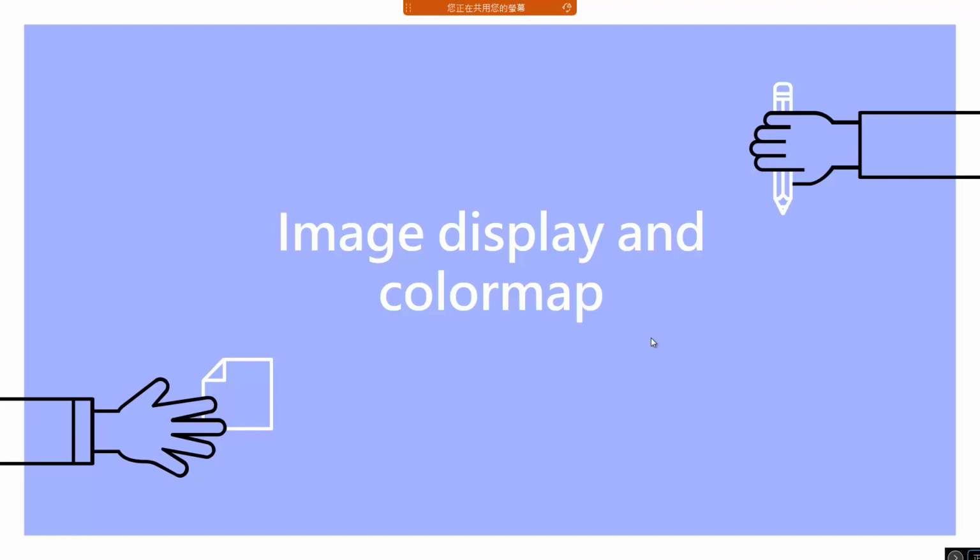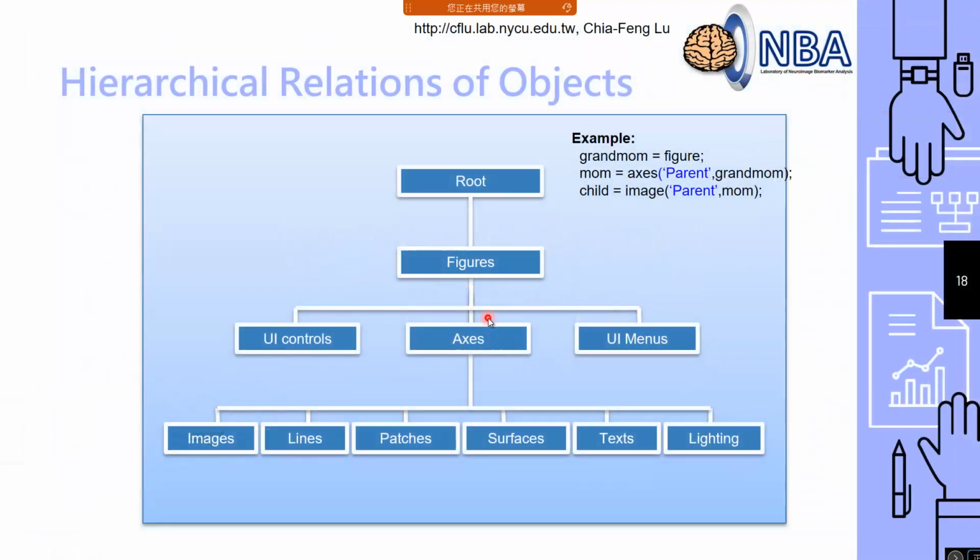So let's take a look at the second part. We started by introducing the graphics structure and how to do the data display. But now we need to come back to the main topic, the image display. Not only the data points but the image display. Specifically, I'm going to introduce what the color map is. What is the color map?